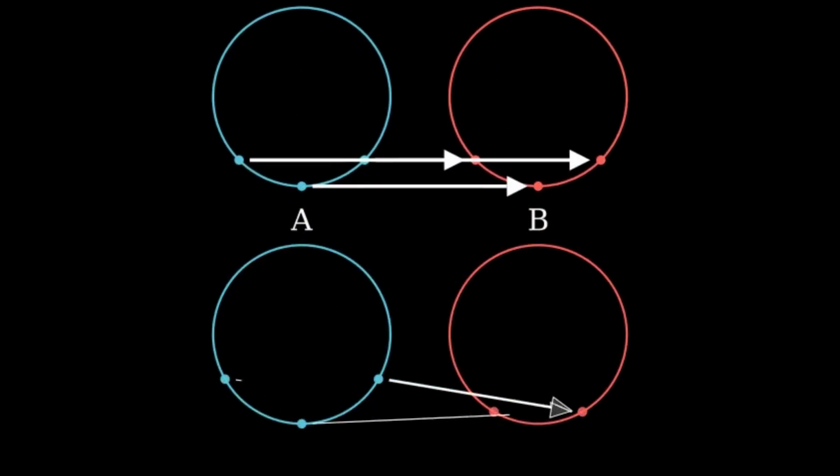Second, a function is surjective, or onto, if every element in the codomain B is mapped to by at least one element in the domain A. This means every element in B must be hit by some element from A.